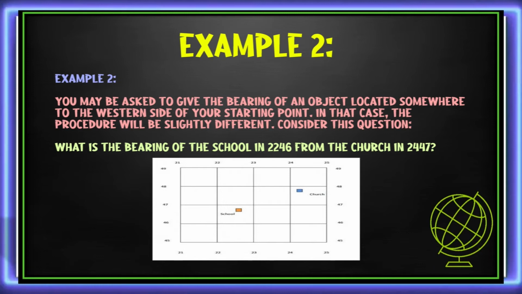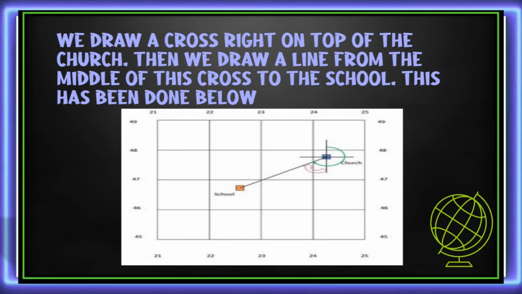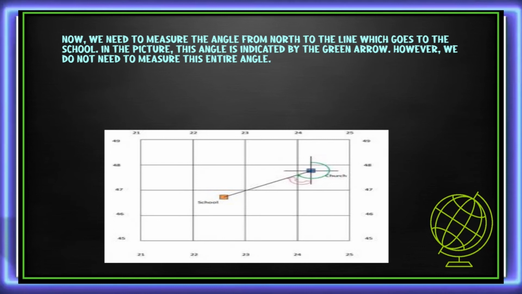Now, since we're going from the church, our starting point is, that's right, the church. And our end point is the school. We draw a cross right on top of the church. Then we draw a line from the middle of this cross to the school. This has been done. See the example on screen. Now we need to measure the angle from north to the line which goes to the school. In the picture, this angle is indicated by the green arrow.